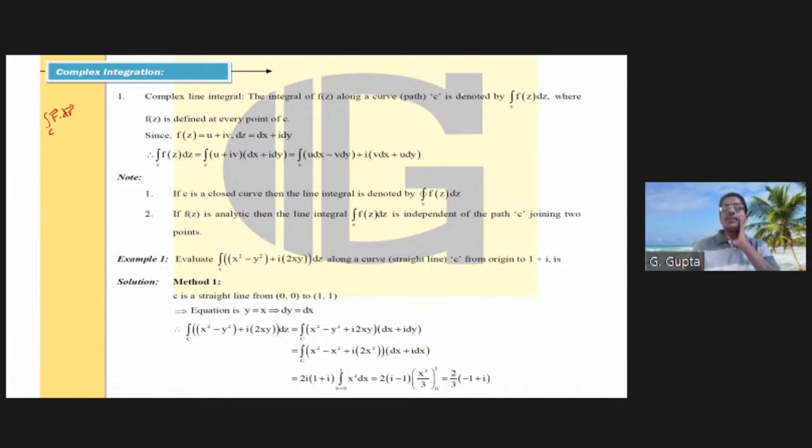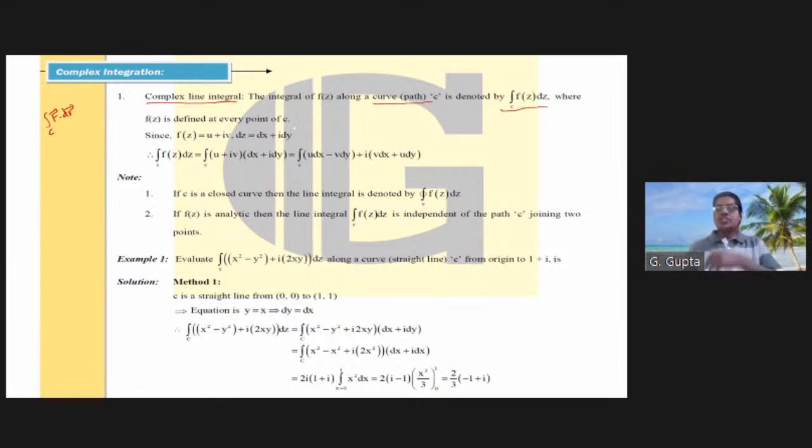But the complex line integral is integral over C f of z dz, with only 2 Cartesian coordinates x and y, whereas the vector line integral has either 3 Cartesian coordinates or 2 Cartesian coordinates. So this is the definition. The integral of f of z along a curve, other name path, denoted by C, is denoted by integral over C f of z dz, where f of z is defined at every point of C.